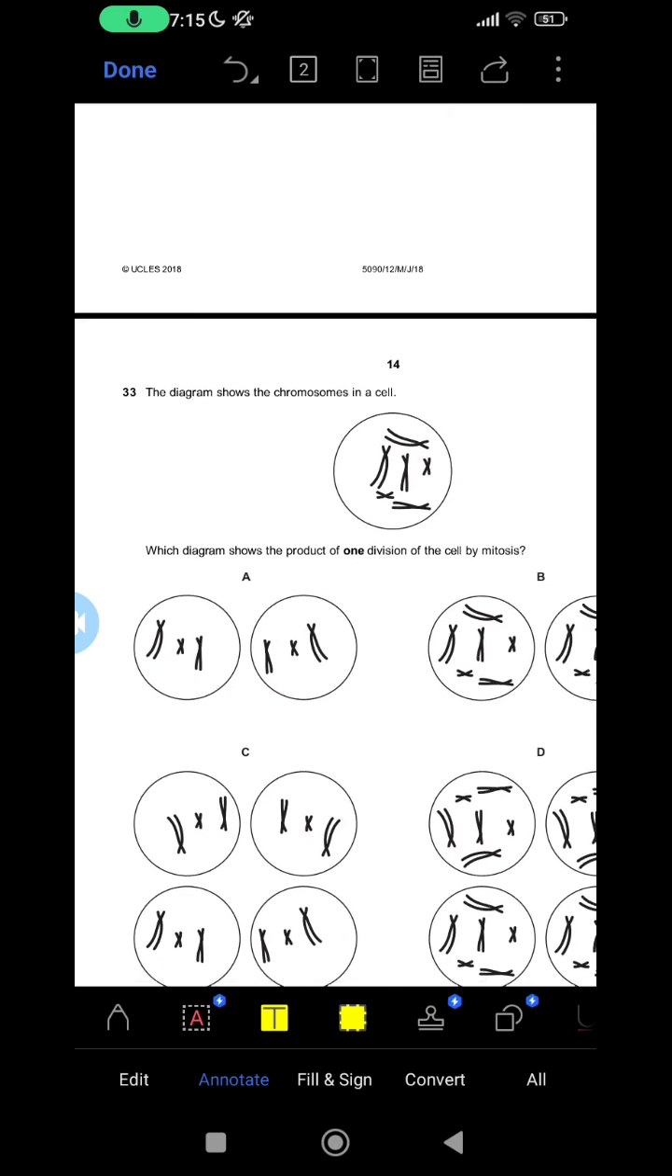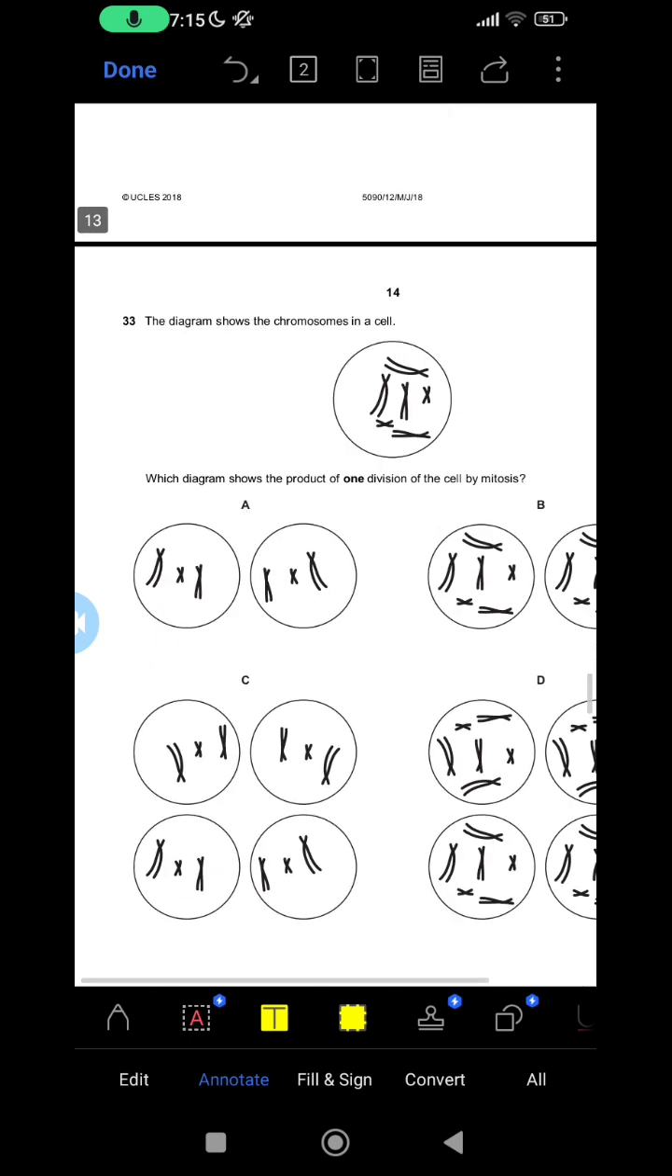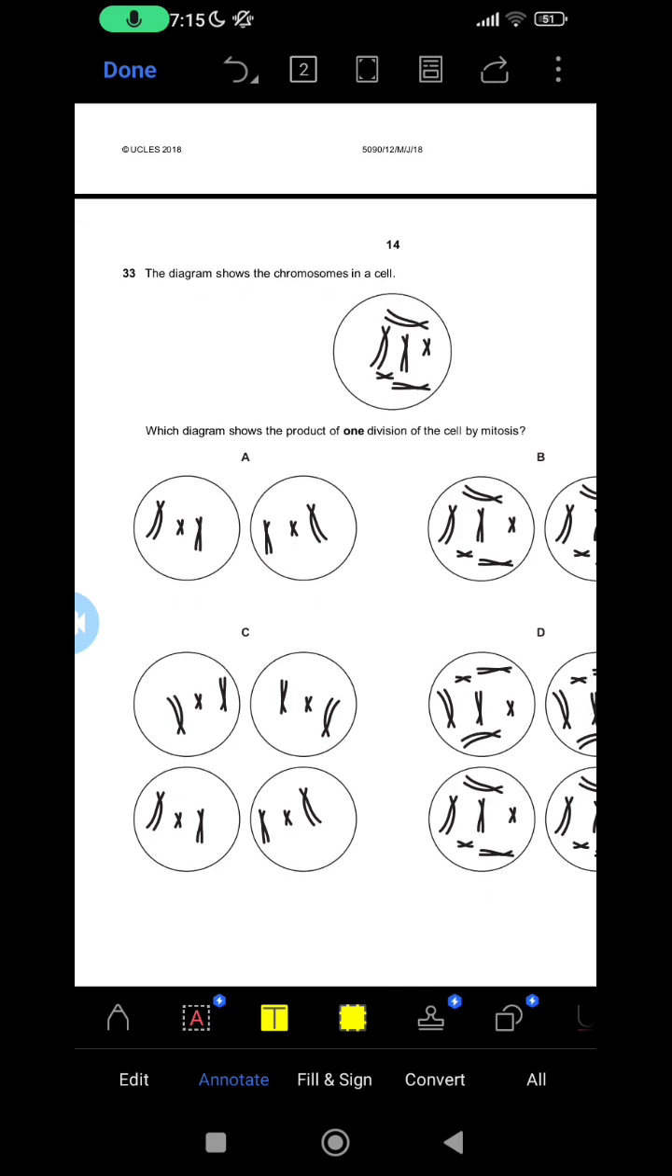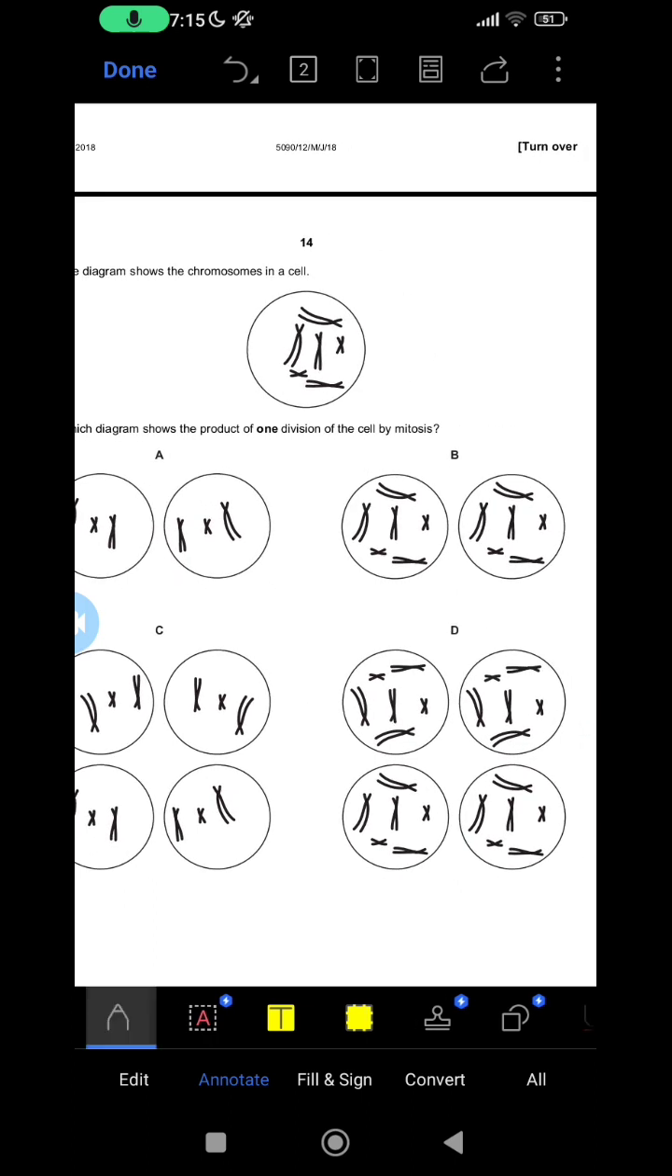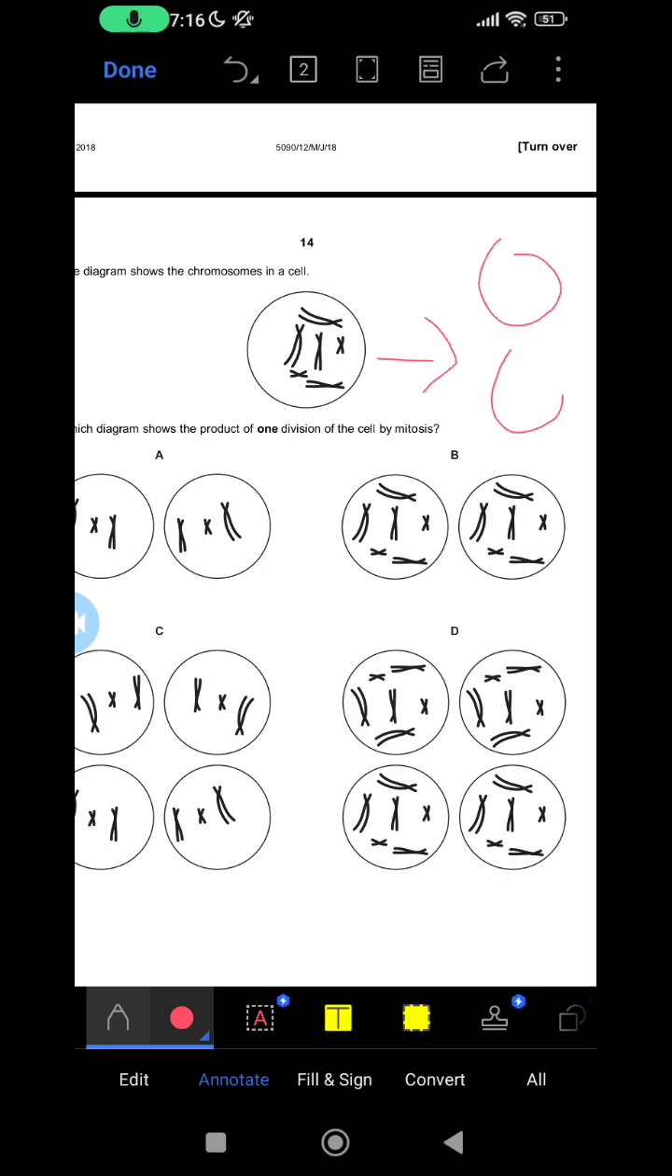The diagram shows the chromosomes in a cell. Alright, so in this cell there are 6 chromosomes: 1, 2, 3, 4, 5, 6. This diagram shows the product of one division of cell mitosis. Now, when mitosis occurs for this cell, 2 cells will be made, and the number of chromosomes will remain 6 in both of them. So the correct option has to contain only 2 cells because it divided only one time, and the number of chromosomes needs to remain the same.